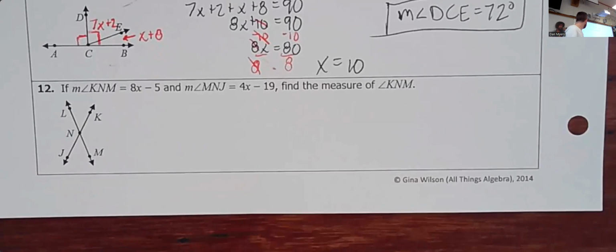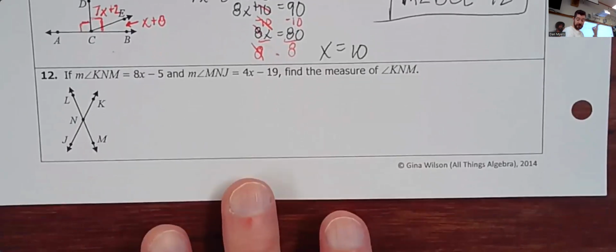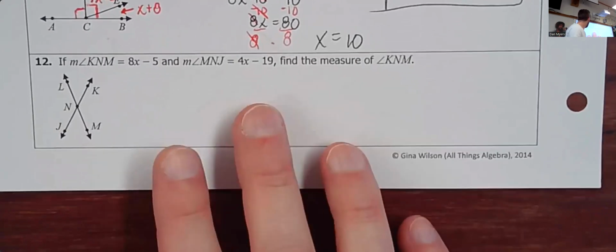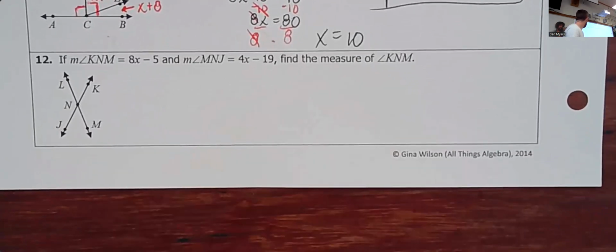All right. Last one on this page, then we got a few more questions on our third page because we have 3 pages. So let's see. If the measure of angle KNM is equal to 8x minus 5, and the measure of angle MNJ is equal to 4x minus 19, find the measure of angle KNM.